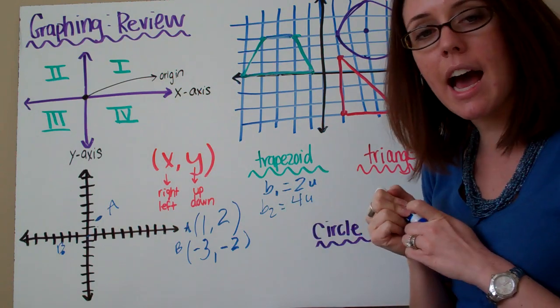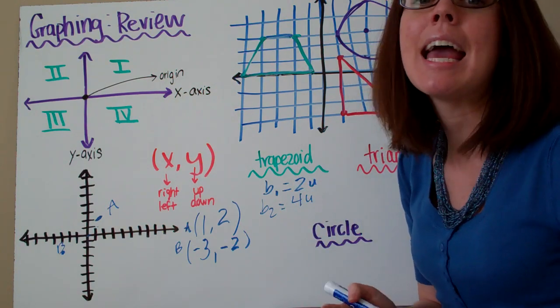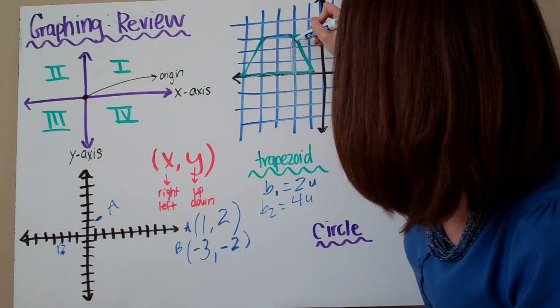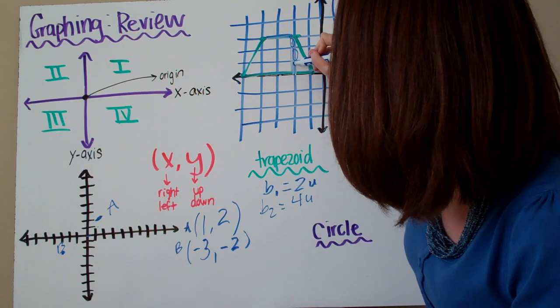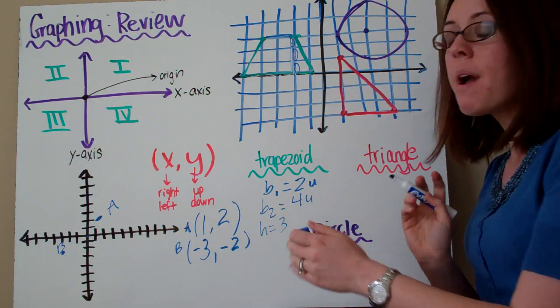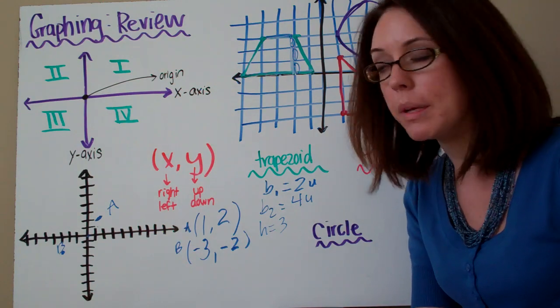Now, I don't see a height, but we know our height hits our base at a 90-degree angle. So this would be our height. That height is 1, 2, 3 units. Your height is 3 units. Now you have everything you need to plug it into your formula.